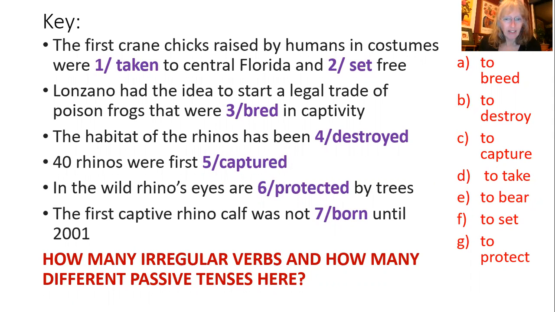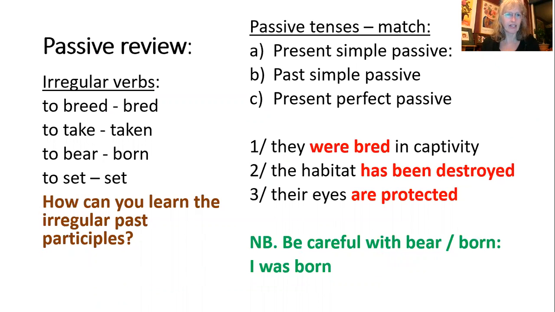So how many irregular verbs? Yeah, we've got take, taken, set, set, breed, bred, and bear, born. And how many different passive tenses? We have the past simple passive, were taken. The present perfect passive, has been destroyed. And the present simple passive, are protected. Okay, 3 different passive tenses. Here is the summary.